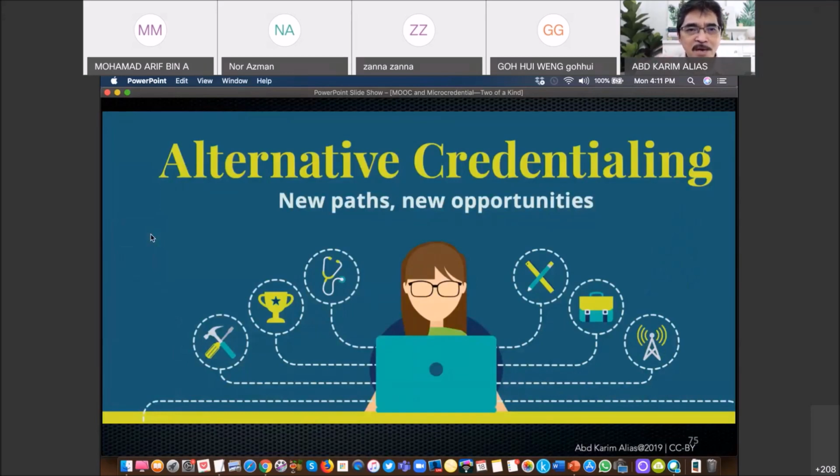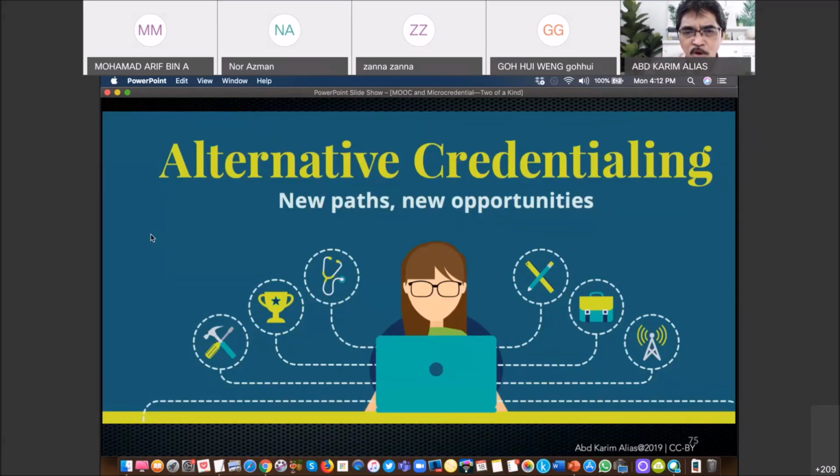So this is what we now talk about as alternative credentialing. Micro-credential is about a different way of providing education to those people who have no access to formal education in the first place, but they still want to get a formal qualification. They are working now, but they have the intention and ambition to get a full qualification, a degree.